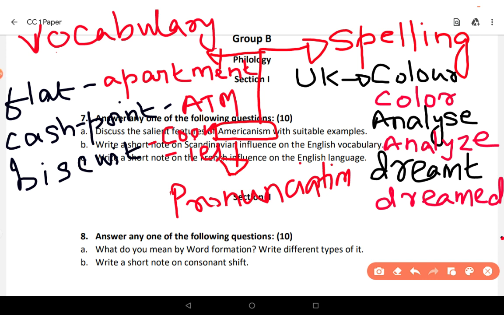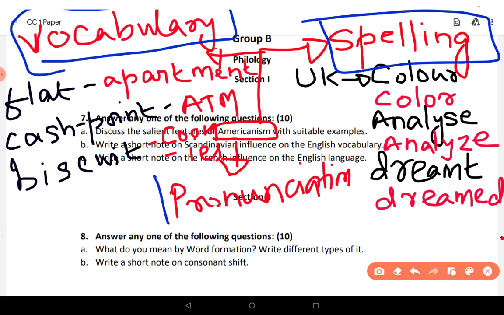American English and British English, there are differences between them in several factors, but we will be focusing on three important categories. One is vocabulary, another is spelling, and pronunciation. Let's talk about spelling first.